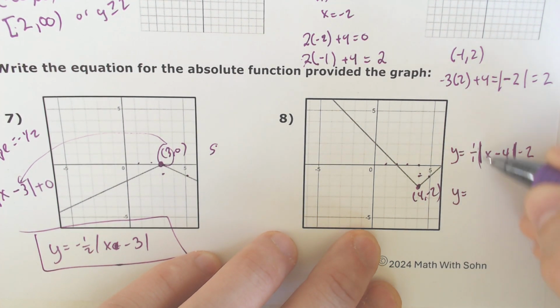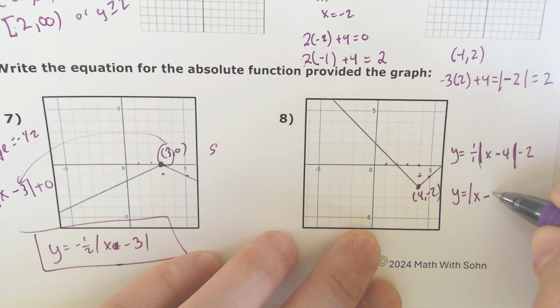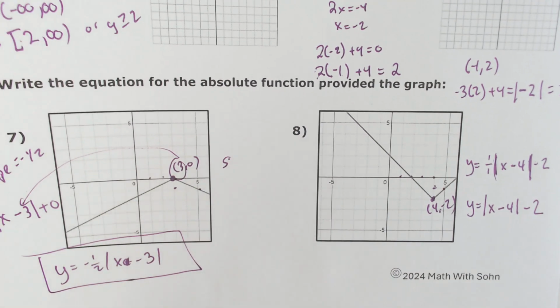And again, you don't need to write the 1 over 1 for the slope, so you could just write x minus 4, minus 2. That's going to do it for this one.